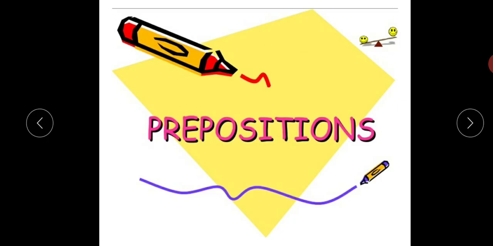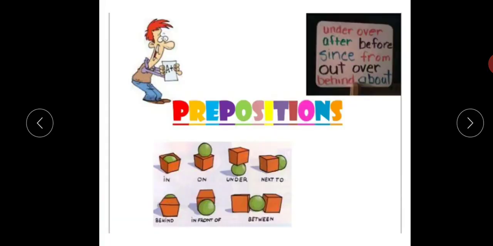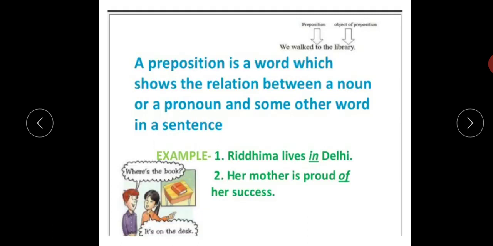Okay. Now, what is a preposition? A preposition is a word that is placed before a noun or a pronoun to show its relationship to other words in a sentence. For example, let us see the sentences given here. Ridhima lives in Delhi. And the next one: her mother is proud of her success. So you can see that it is a part of speech that shows a relationship between two things. You understand?